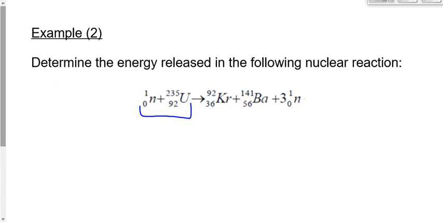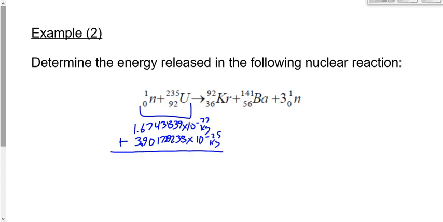Okay, the mass of a neutron is 1.67433839 times 10 to the minus 27 kilograms. The mass of a uranium-235, given to you on that table that I sent you yesterday, is 3.9017292238 times 10 to the minus 25 kilograms. We add those up. The mass of the reactant, or the parent, is 3.918473077 times 10 to the minus 25 kilograms. So this is what we start with on the left side. This is the total mass.